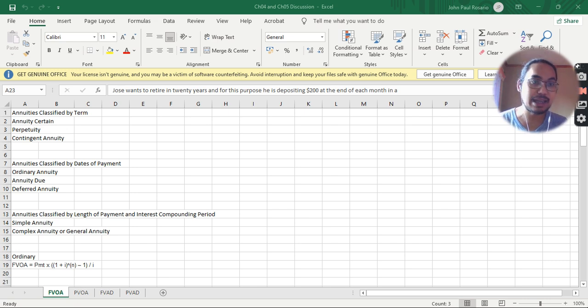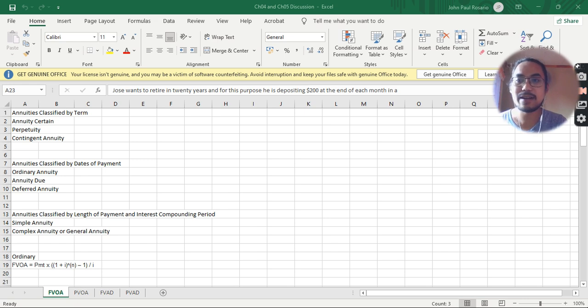When we say perpetuity, the start is known, but your payments will not end. So by perpetuity, it means the payments are perpetual, meaning forever. Contingent annuity is that the start of your payments is known, but the end is not yet certain. So your payments will end once a certain condition is met.